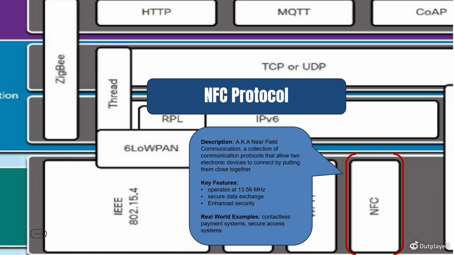So the key features of NFC are that it operates at a high frequency of 13.56 MHz and enables secure data exchange. Its short-range nature enhances security, as the devices need to be very close to communicate. So this may be used in the real world, such as contactless payment systems like Apple Pay or Google Wallet, and also secure access systems in offices and buildings.